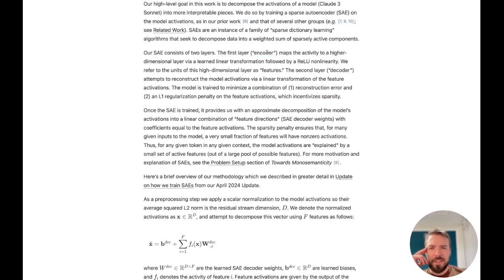So again, there are two layers. It's kind of confusing that they say encoder and decoder, when this doesn't really have anything to do with transformers, I think. But I guess the terminology was there before, so that's fair. So it maps the activity to a higher dimensional layer. There's this fan out. That's a linear transformation followed by ReLU. They refer to the units of this high-dimensional layer as the features. Okay. The second layer reconstructs the model activations by a linear transformation of the feature activations.